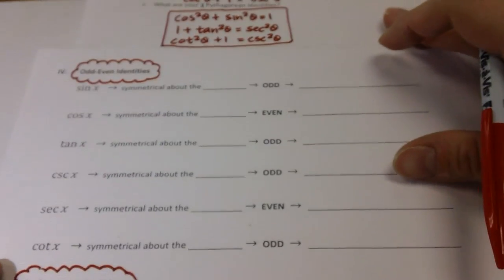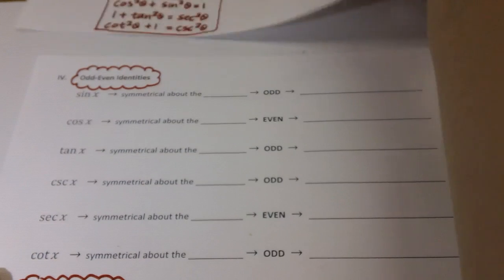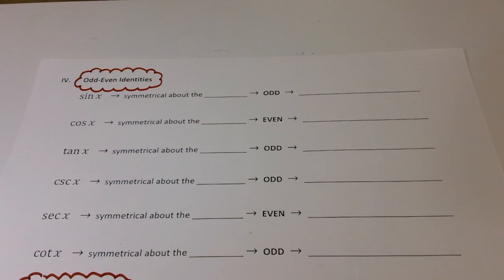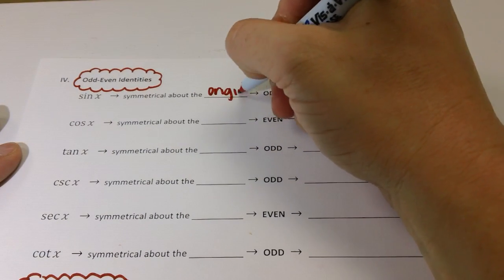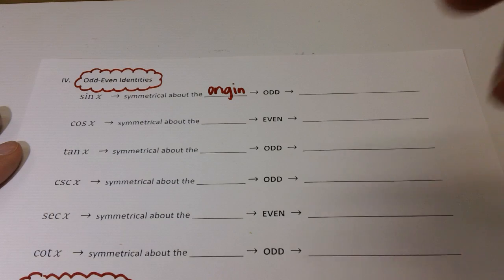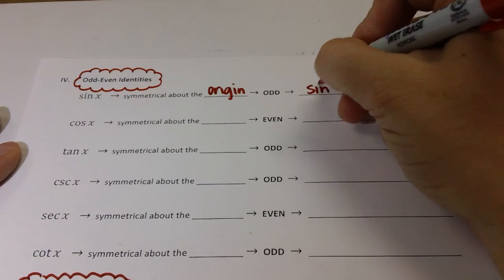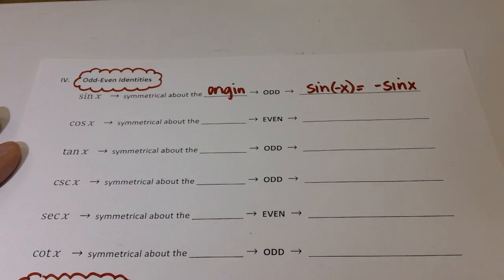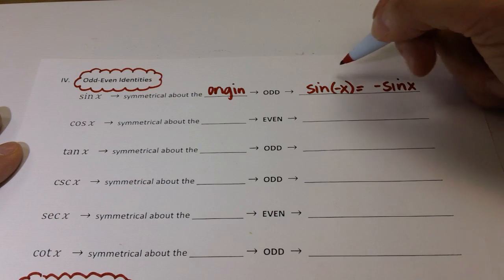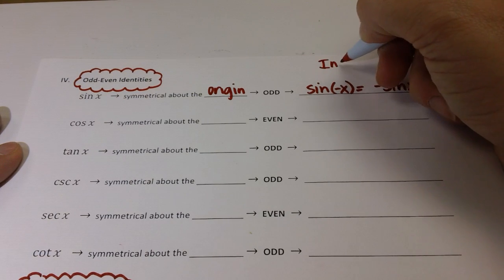Okay. The next one that we're going to talk about is our odd-even identities. So basically, we're going to go back and talk about the symmetry of our functions. And we know that our sine function is going to be odd. It's symmetrical about the origin, meaning we flip it over the x and the y, and it's still the same function. So if our function is odd, that means that sine of negative x is equal to negative sine of x. Okay, so this column here is actually our identity. This whole column.